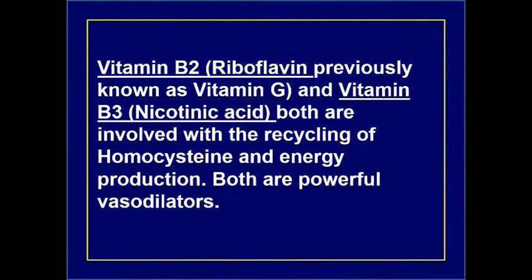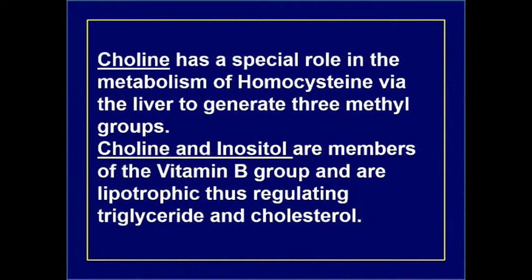And vitamin B3, which the body can make, is known as nicotinic acid or niacin. Both are involved in the recycling of homocysteine and energy production, and are powerful vasodilators, which people with red predispositions need. Choline has a special role in the metabolism of high homocysteine via the liver to regenerate methyl groups, and with inositol it's a lipotropic factor, so it helps to break triglycerides and cholesterol down, which is really important because they have this ApoE4 tendency to high levels.